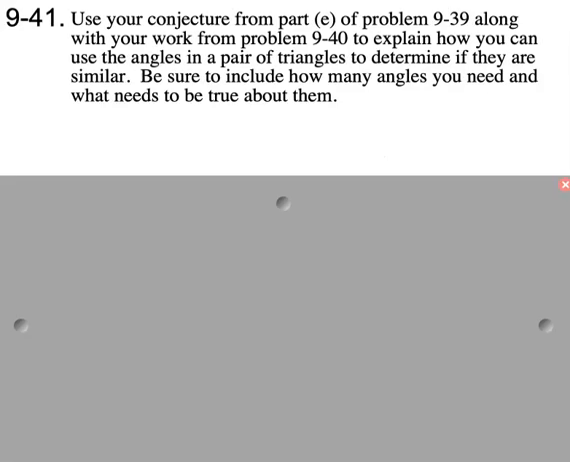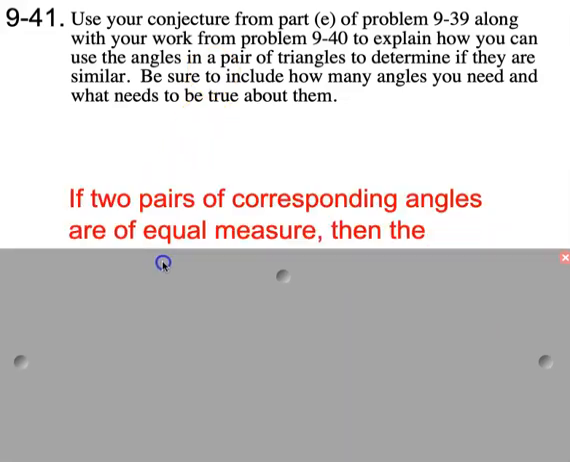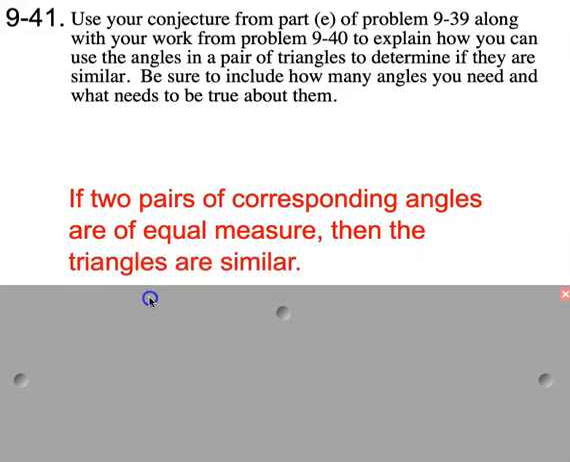So let's put that to the test. And let's put this in words. So it says, use your conjecture for part E of problem 9-39 along with your work from problem 9-40 to explain how you can use the angles in a pair of triangles to determine if they are similar. Be sure to include how many angles you need and what needs to be true about them. So this is how we can put it into words. If two pairs of corresponding angles are of equal measure, then the triangles are similar.